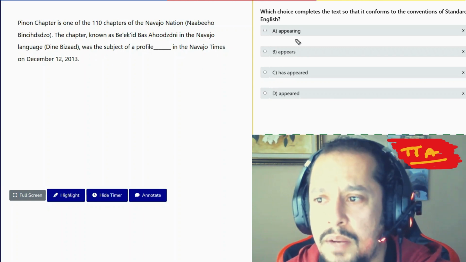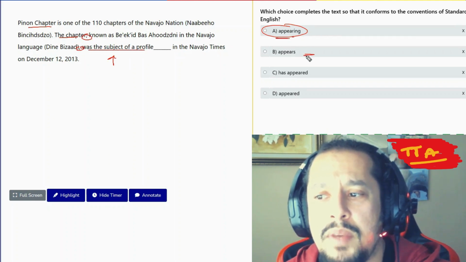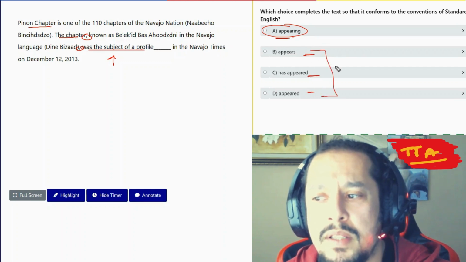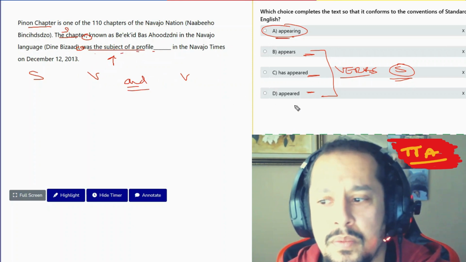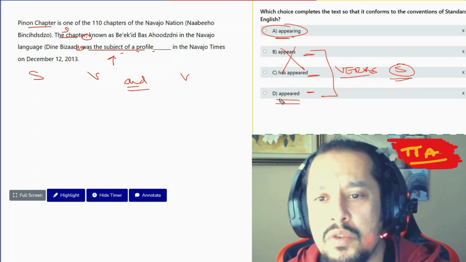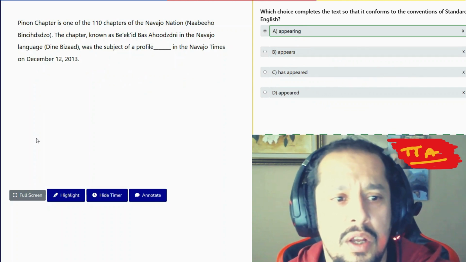Okay, so question number 9, we'll go with answer A. Why? Pinon chapter is part of the Navajo Nation. The chapter, comma, was the subject of a profile, appearing in. Now, if you say appears or has appeared or appeared, the problem is these are now verbs, and every verb needs a subject. You can say, well, the subject is here. So if you have a subject and two verbs, then you need the word and. For example, the chapter was the subject of a profile and appeared, right? This is the only one that can work. These are present tense, so those wouldn't work. But again, we don't have and. So answer A would turn into an ing clause.